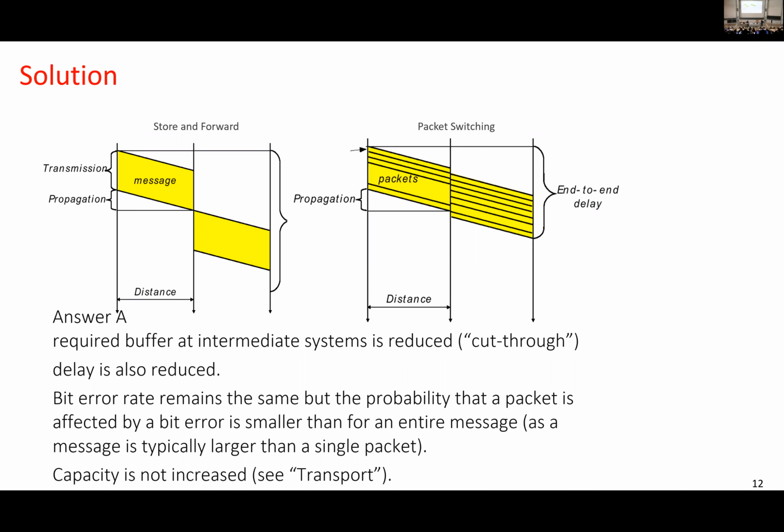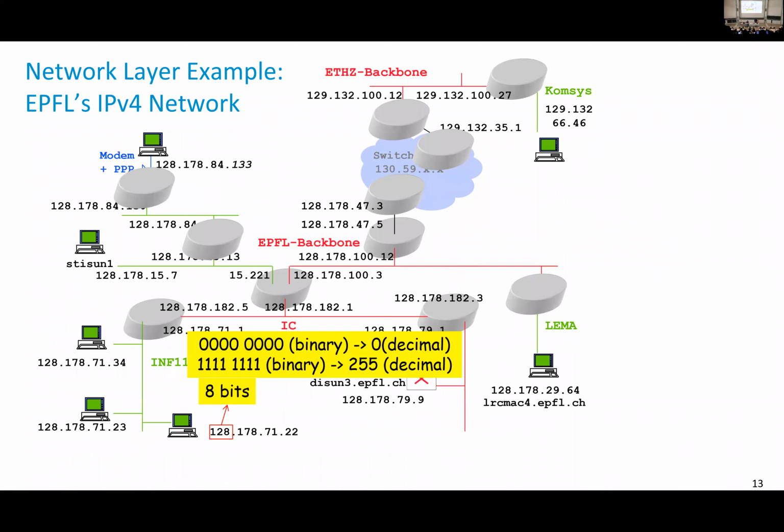So the next topic is the network layer that we have seen is using packet switching. The most spectacular part of the network layer is, of course, the IP addresses. So what are those things?